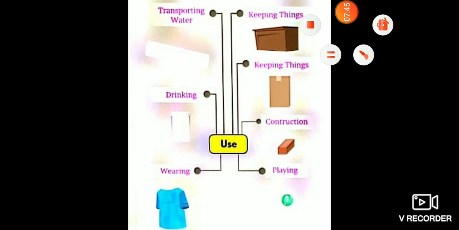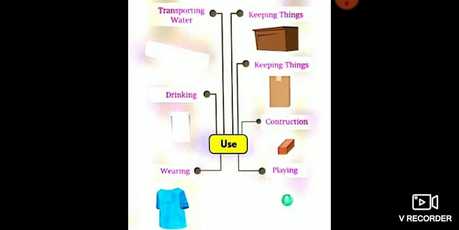And objects have different uses. Each object has its own uses. So in this way, different objects have different uses. Look at this picture. Here shirt is used for wearing purposes and glass is useful for drinking water or drinking purpose, while pipe is used for transporting water from one place to another place.